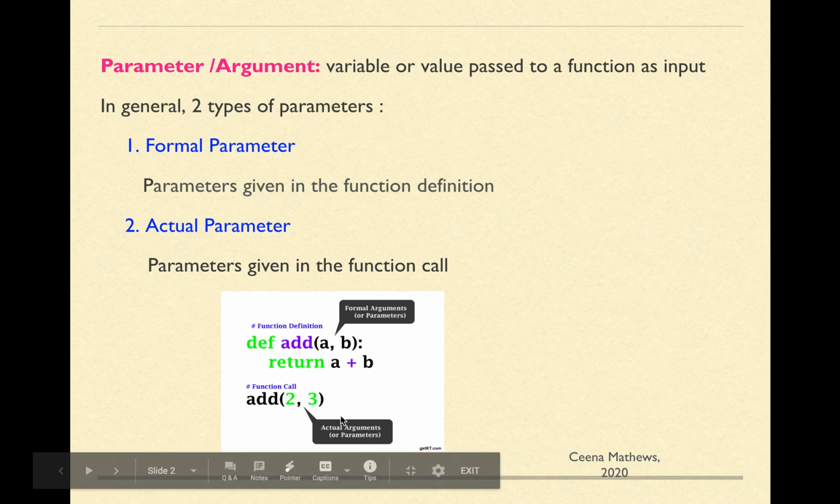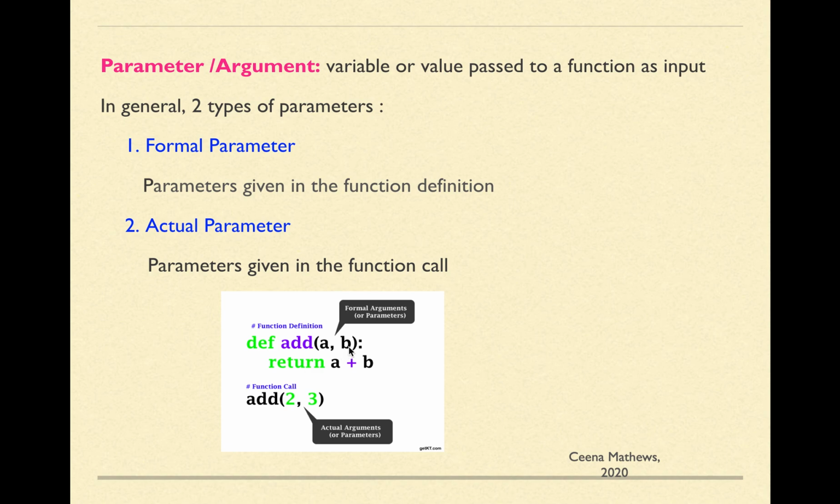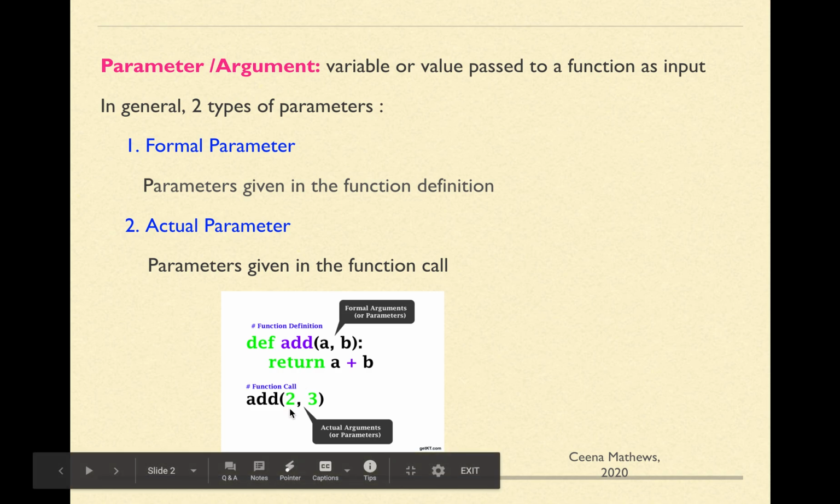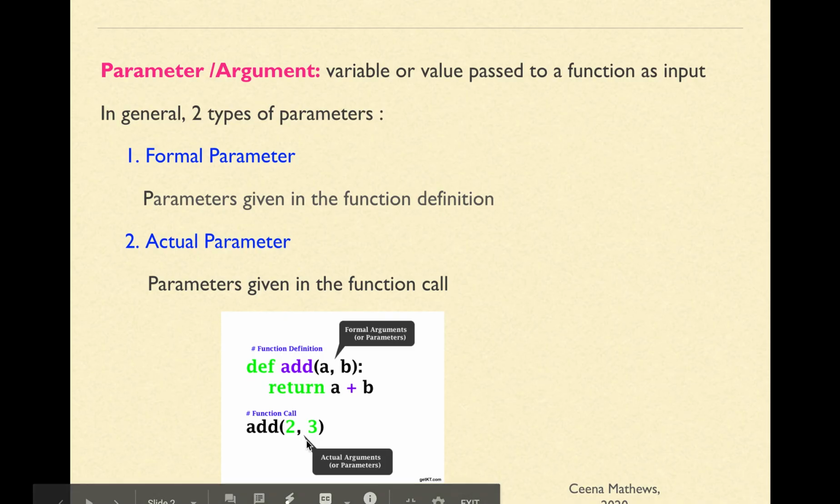As you can see in the example, in the function definition section, we have two arguments which are a and b, and those are called the formal arguments. And in the function call, we have two values. These are the values that are passed to the function definition, and here a will be assigned 2, b will be assigned 3, and so here 2 and 3 are called the actual arguments or parameters.